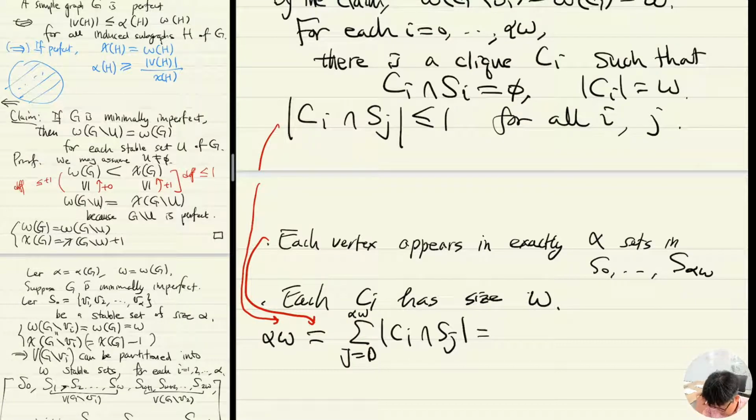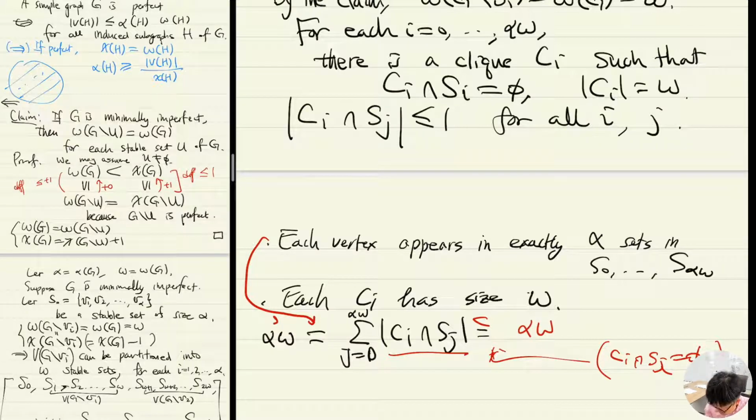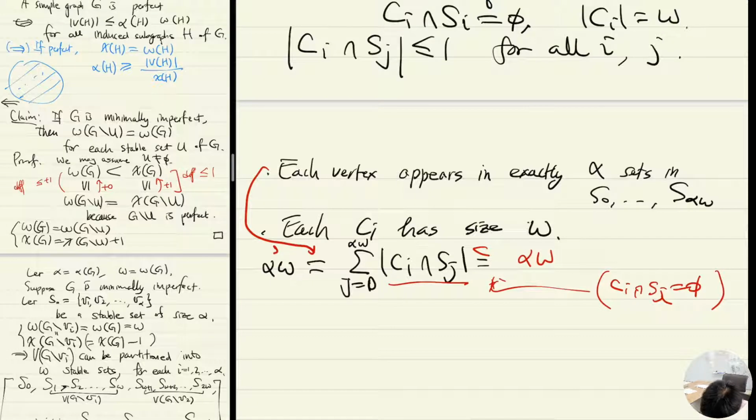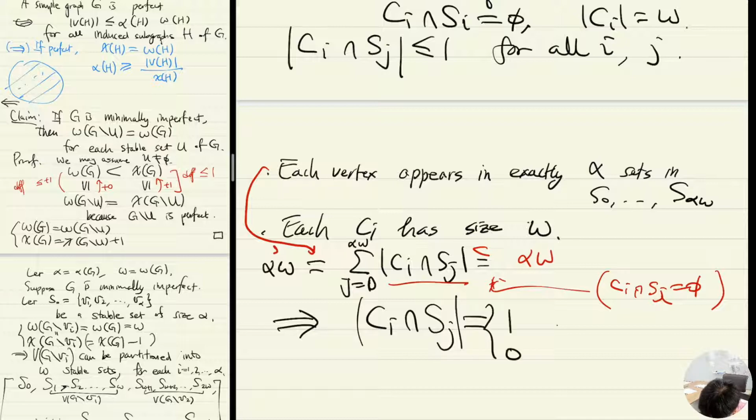Oh, maybe I didn't use it. Yeah, more precisely, this one is enough. All right. Now, we know that this is at most alpha times omega. Why? Because each term is at most 1 all the time. And I know that Ci intersection Si is empty, so at one place you have 0. So this means you have equality. So Ci intersection Sj is 1 if i is not equal to j, and 0 if i is equal to j.